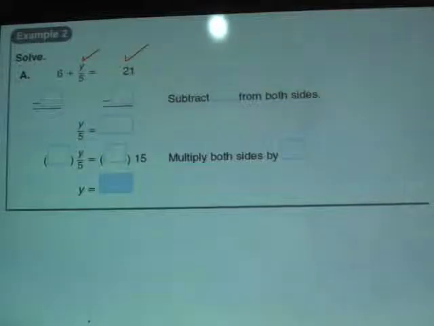So the question is, which one goes first? Well, remember, the thing that's directly connected to the variable with multiplication or division is going to go last.